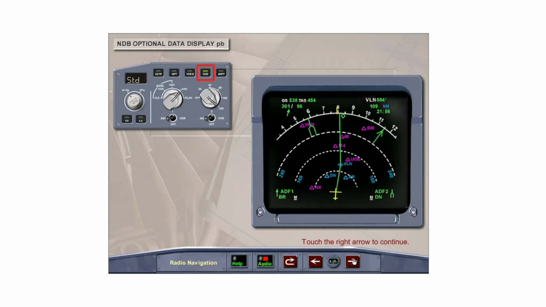Selecting the NDB optional data display push button will display in magenta all the NDB stations stored in the database within the selected range, whether they are included in the flight plan or not.